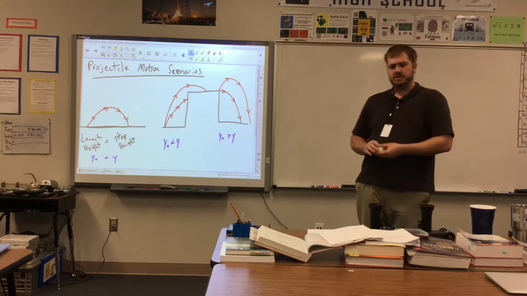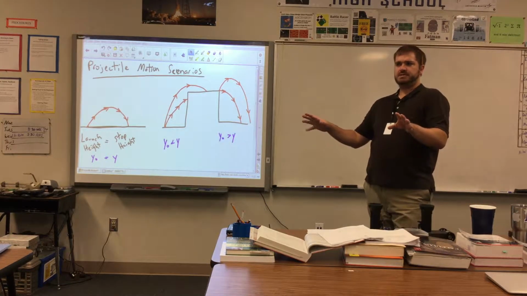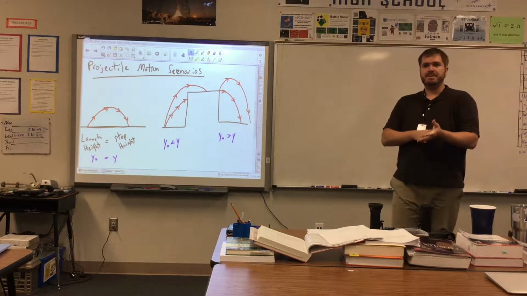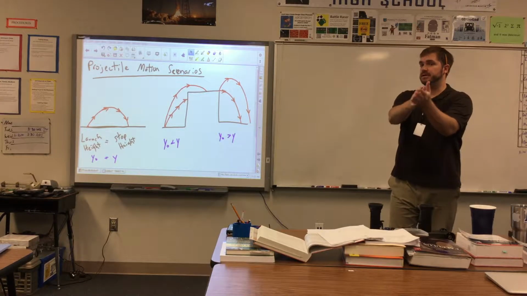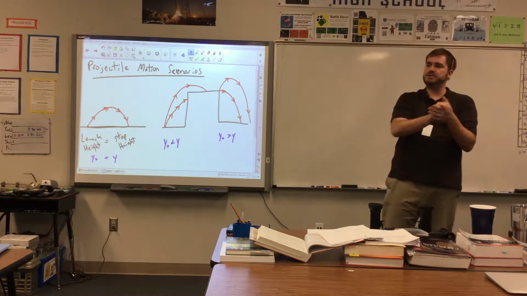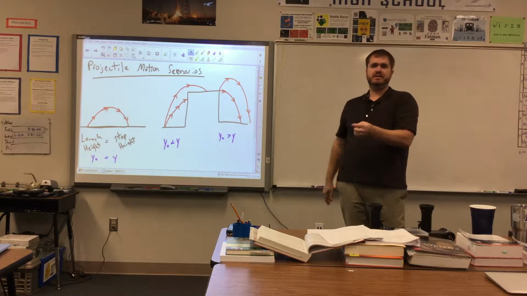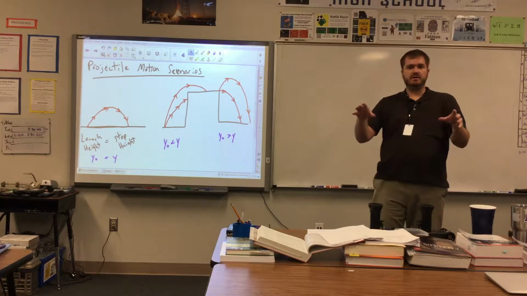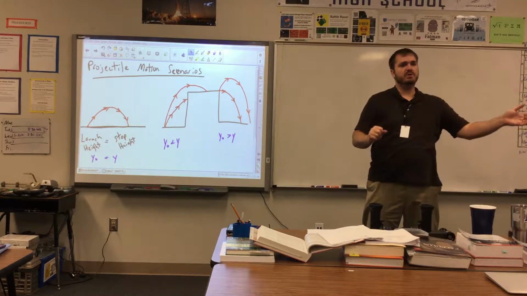What are some things that we could say about an object in projectile motion? Do y'all know what projectile motion is? Like a formal definition? It's an object that moves in 2 dimensions, and it's under the influence of free fall. Is that what you said? Gravity and nothing else. That's right. It's basically free fall with a push in the horizontal direction.